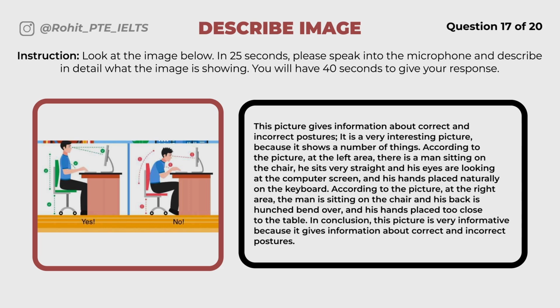According to the picture, at the right area, the man is sitting on the chair and his back is hunched and bent over and his hands are placed too close to the table. In conclusion, this picture is very informative because it gives information about correct and incorrect postures.